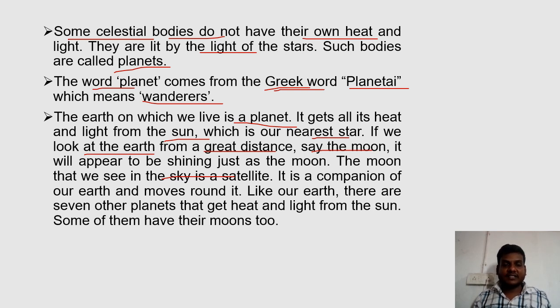The moon that we see in the sky is a satellite. It is the companion of our Earth and moves around it, just like our Earth moves around the sun. The other seven planets also get heat and light from the sun. Where do we get heat and light from? The sun. Some of the other planets also have their own moons.